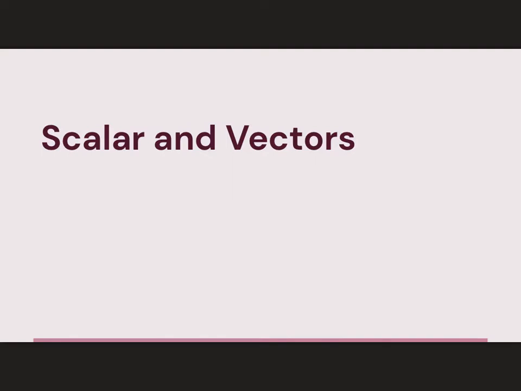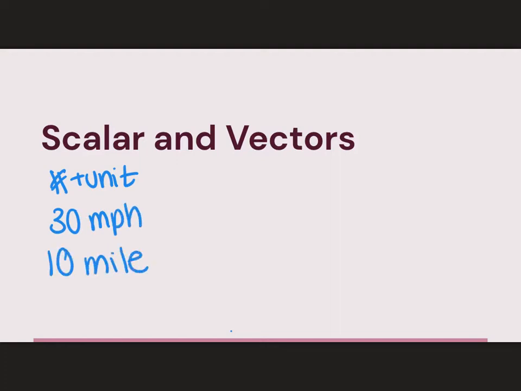Our first vocab word that we talk about in physics is scalars and vectors. Scalars are simply just a number plus a unit. Where would I see this in real life? 30 miles per hour, 10 miles. But then I have my vectors. Vectors are really the base of physics. This is something with direction. And when we define direction in physics, we can do it a ton of different ways.